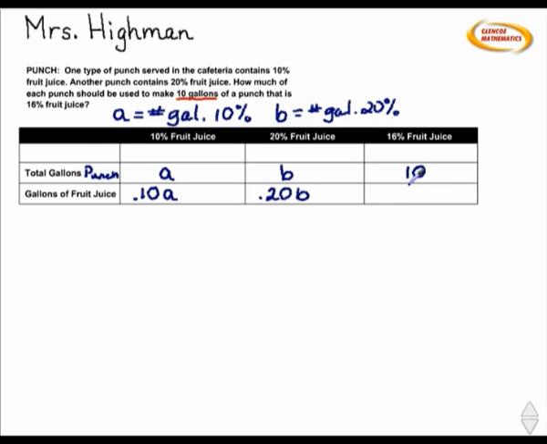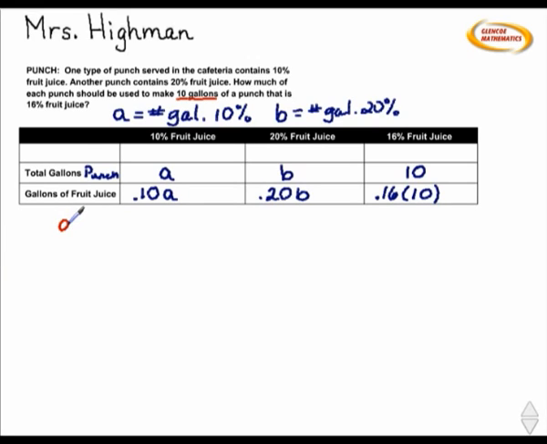And then in our mixture, again, we know we have 10 gallons, that's 16% fruit juice, so we'll make 16% a decimal, 0.16 times the 10 gallons of punch that we have. Well, now we have all of our information organized, we can make two equations, and that will be our system.